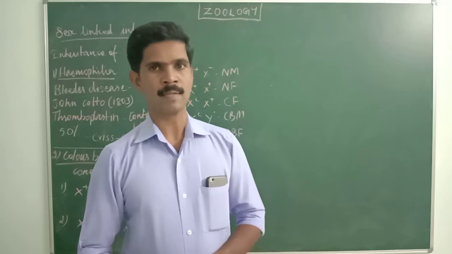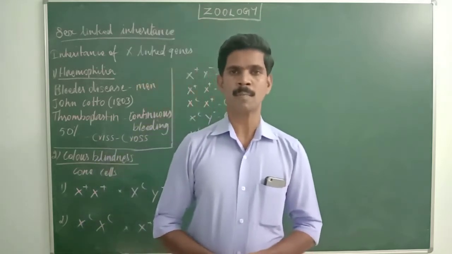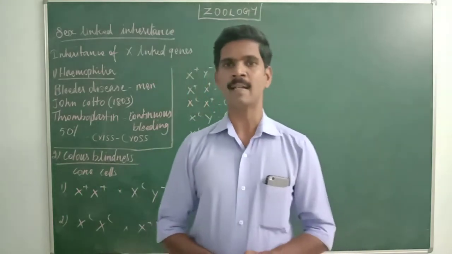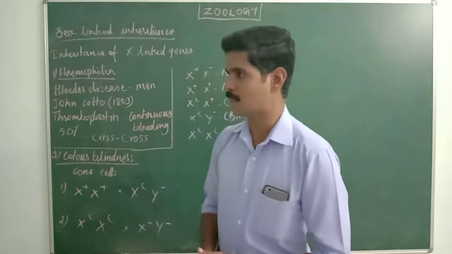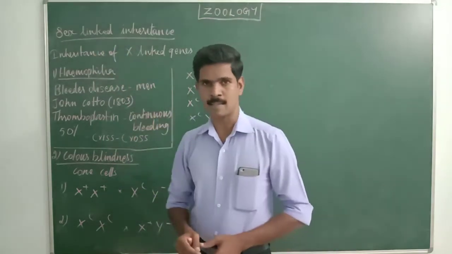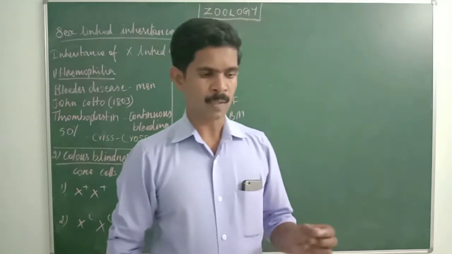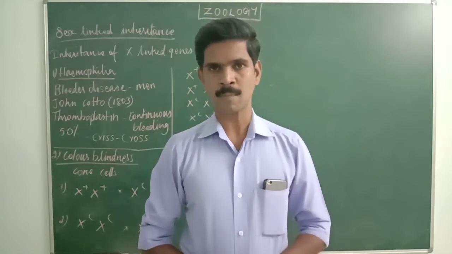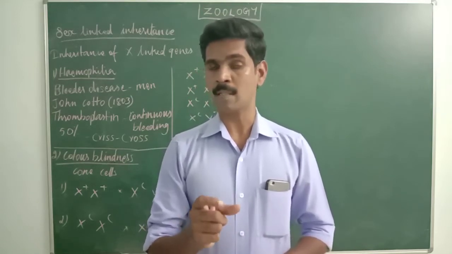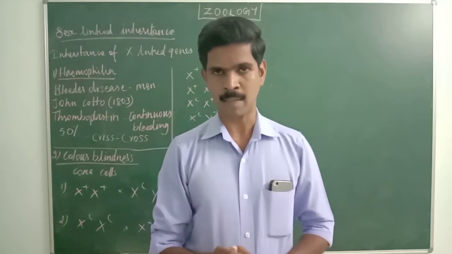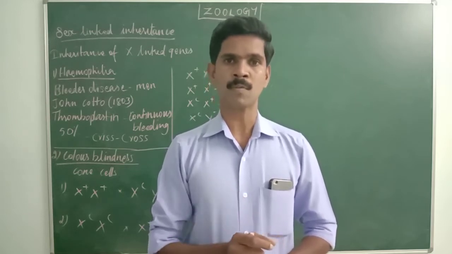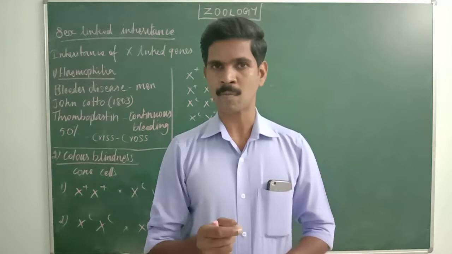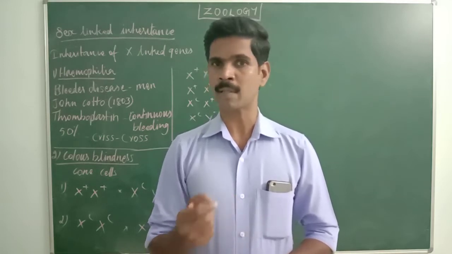Today we are going to study some more topics. Listen very carefully. First we are going to study sex-linked inheritance. In the last class I told you that in the human body all cells consist of 46 chromosomes, arranged in 23 pairs. The first 22 pairs determine our body characters, and the last pair is called the sex chromosomes. These two chromosomes determine our sex.